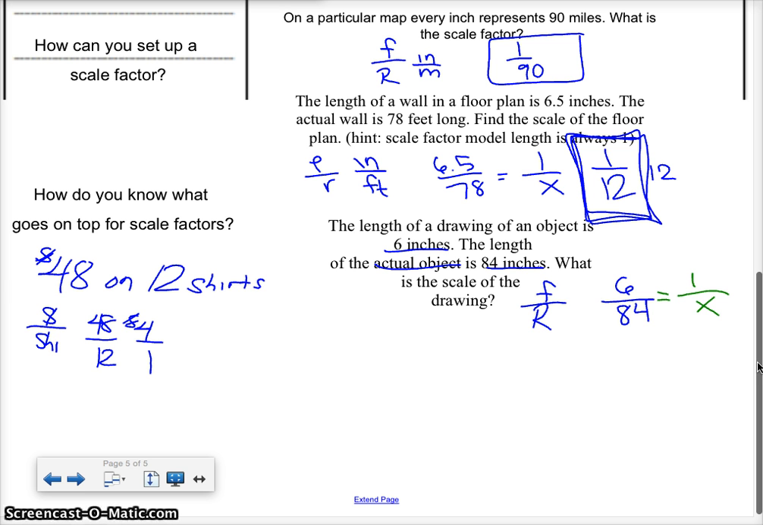I just have to press clear about 1,000 times in this calculator. Okay, 84 divided by 6 equals 14. Is 14 my scale factor? No. No. What's my scale factor? 1 over 14. You should always have a fraction. Learning target done.